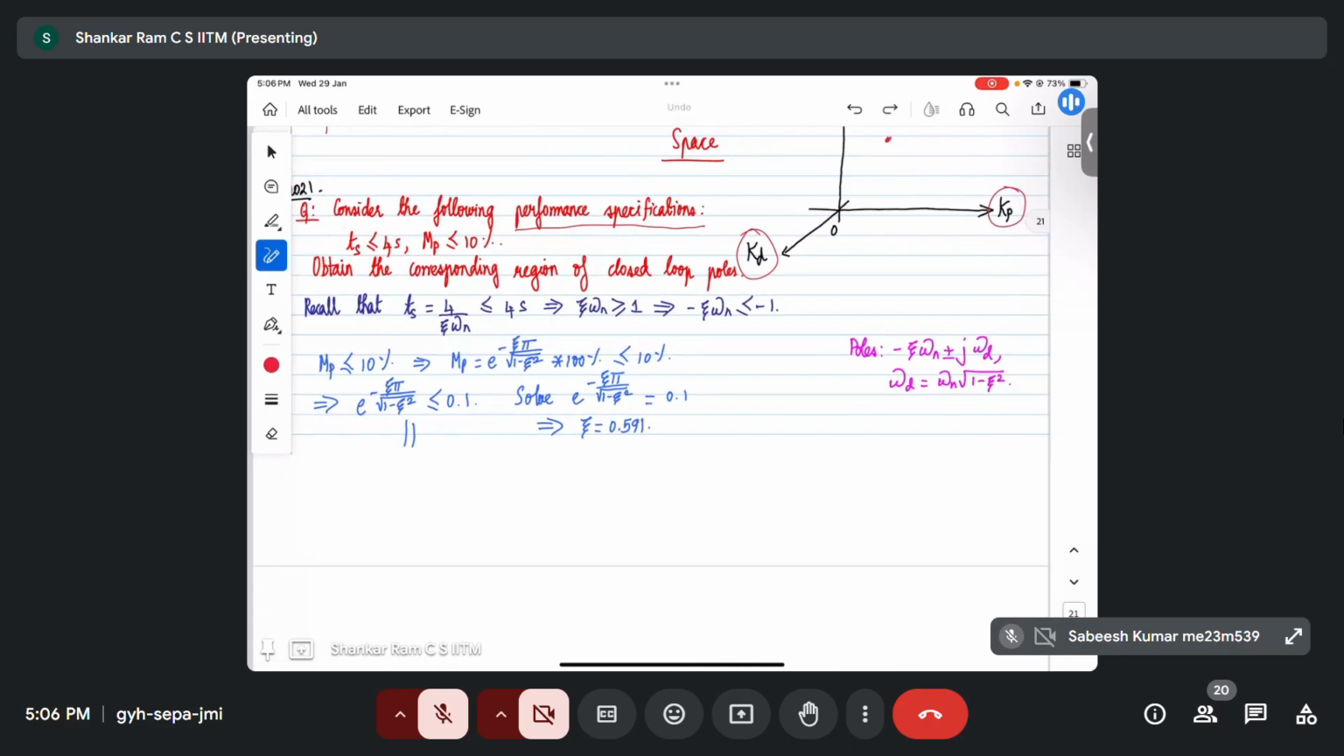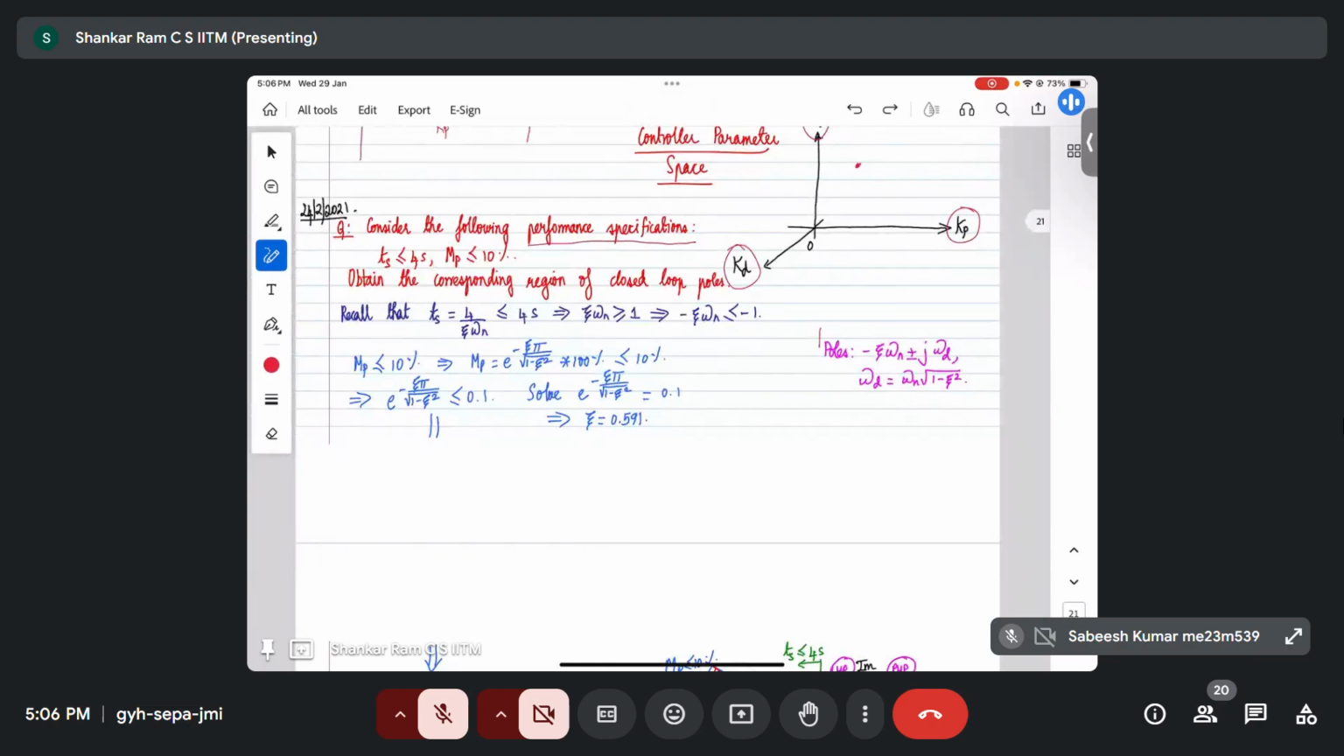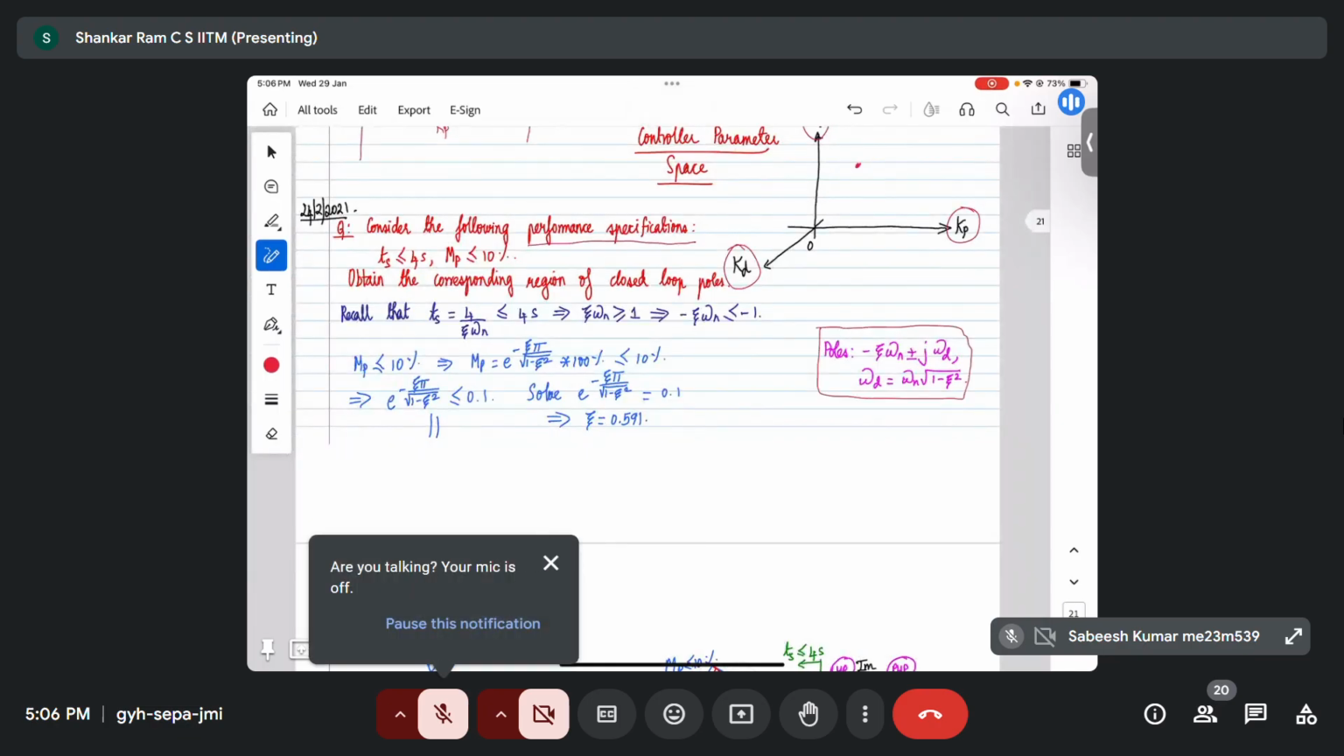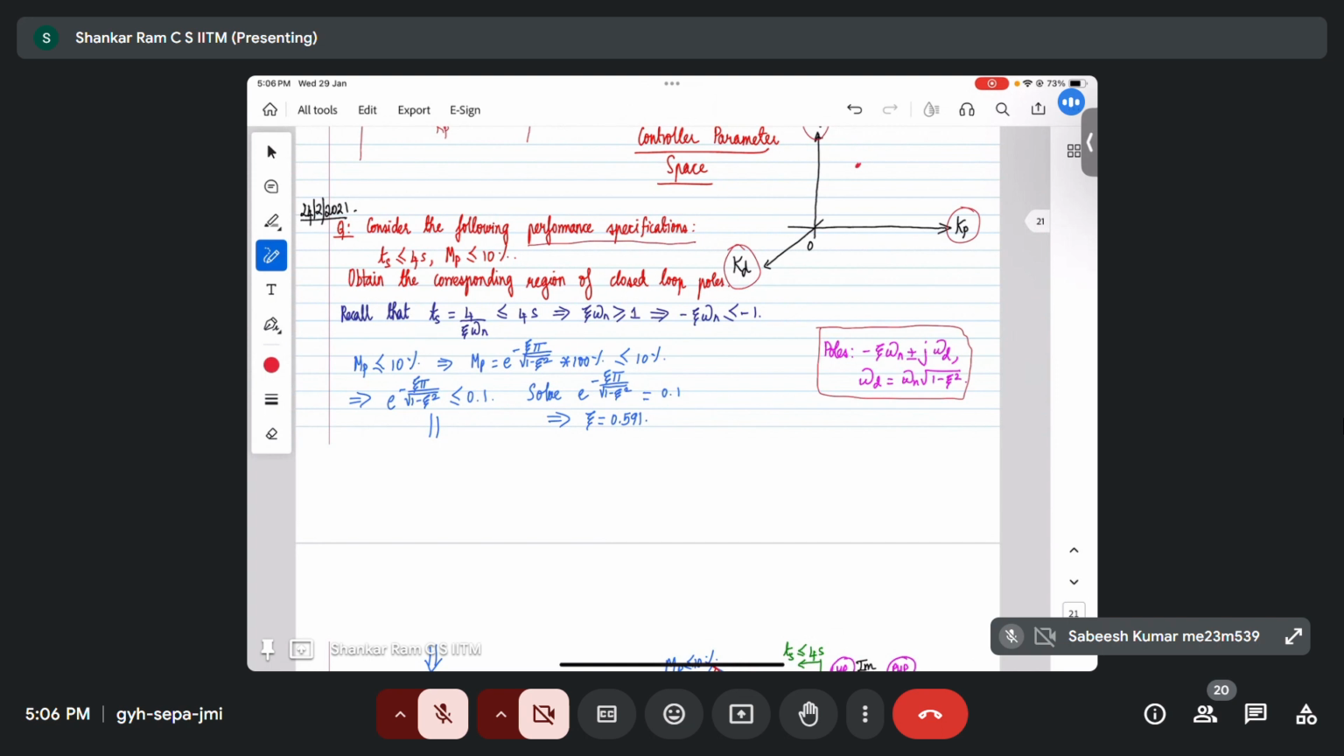So if we recall, the poles of the underdamped second order system are at minus zeta omega n plus or minus j omega d, where omega d is the damped natural frequency, and that is equal to omega n times square root of 1 minus zeta squared. Essentially, if we look at the settling time criteria, the settling time criteria is 4 by zeta omega n. That is basically 4 seconds. Now, that's less than or equal to 4 seconds.